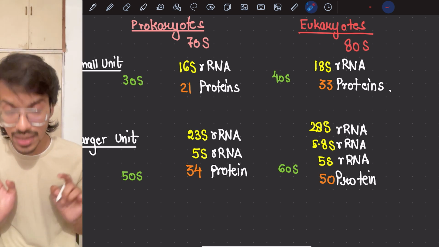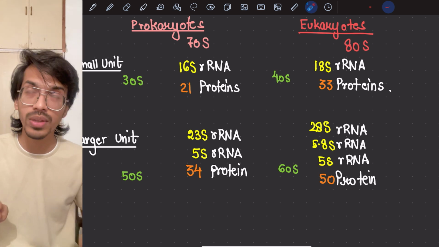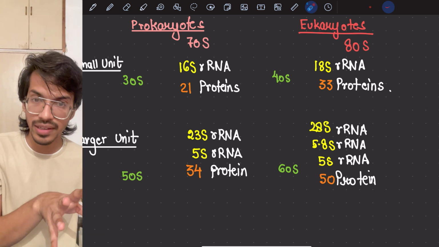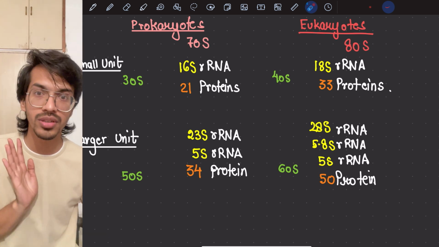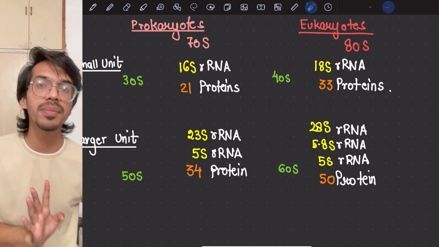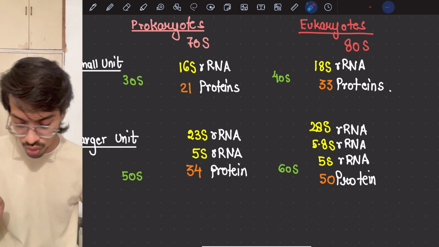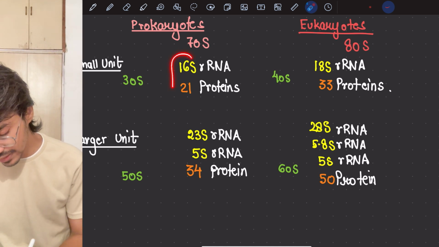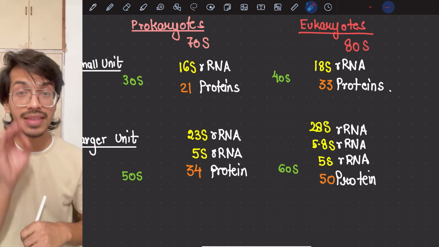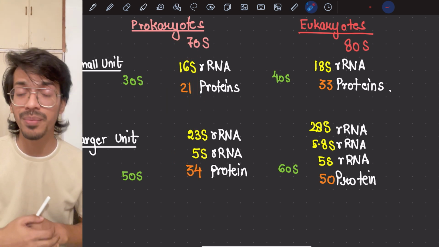So this is a very important question they can ask you. They can ask you which of the rRNAs is present in prokaryotes. You know that 8 is not present in prokaryotes. Okay, so we will write these ones. Okay, that's about the ribosomes, which is very important.